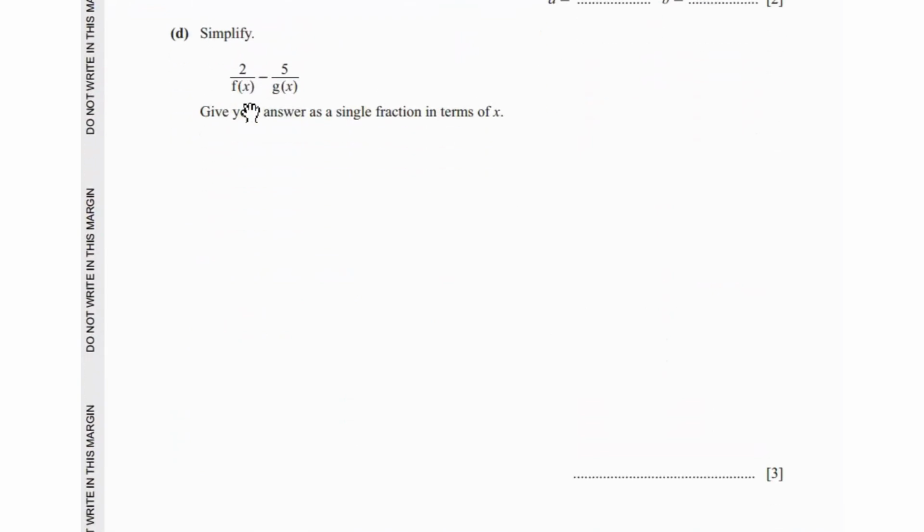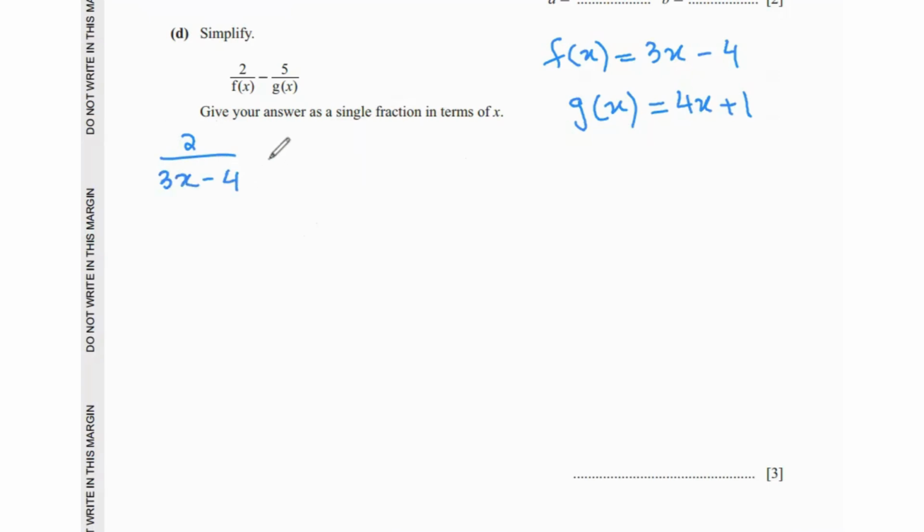Then it says simplify 2 over f(x) minus 5 over g(x). Give your answer as a single fraction in terms of x. So f(x) is 3x minus 4 and g(x) is 4x plus 1. So now let's use these, plug them into the equation and create a single fraction. So let's just plug these into the given expression and then simplify it and turn it into a single fraction. So 2 over (3x minus 4) minus 5 over (4x plus 1).